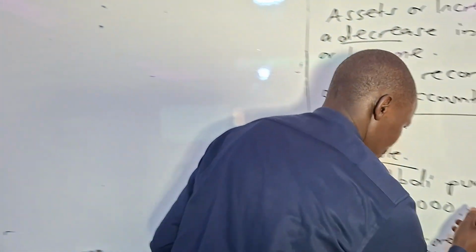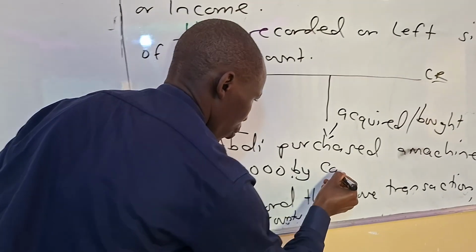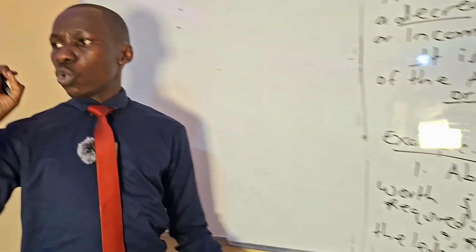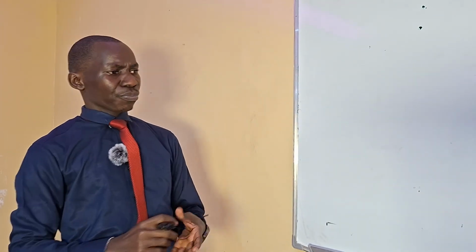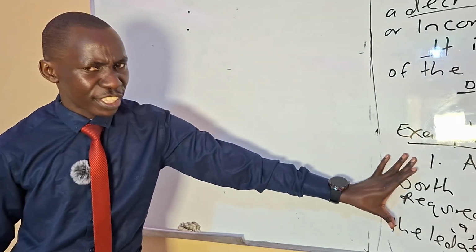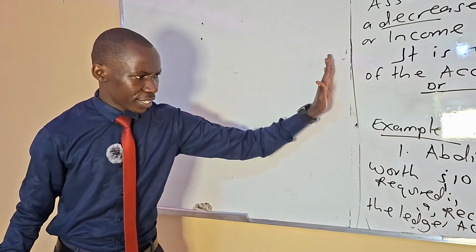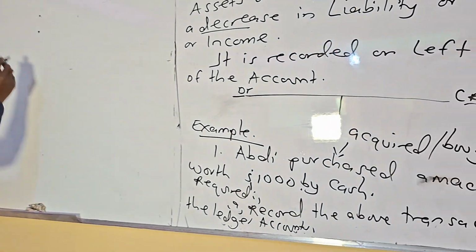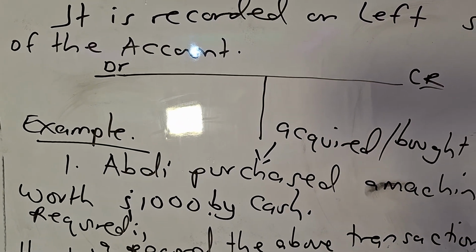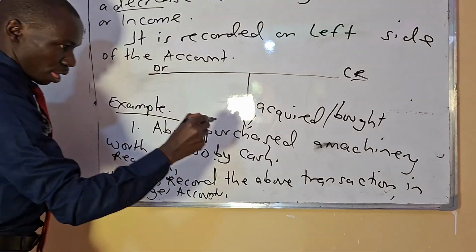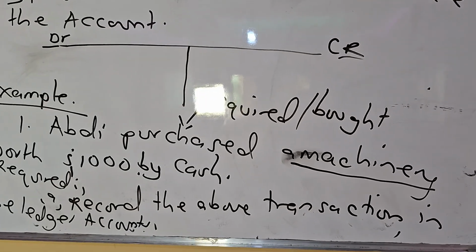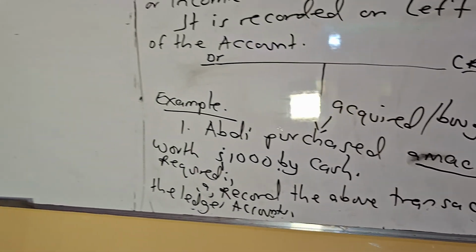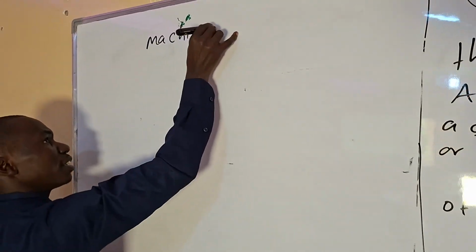This 1,000 can be paid by cash, no problem. What you should do is start by identifying the accounts. I told you each transaction must be recorded twice, one as a debit and another as a credit entry. Which accounts are you seeing there? I'm seeing a machineries account, where we record whenever we are buying machines or machinery. So we shall use our T account, machineries account.